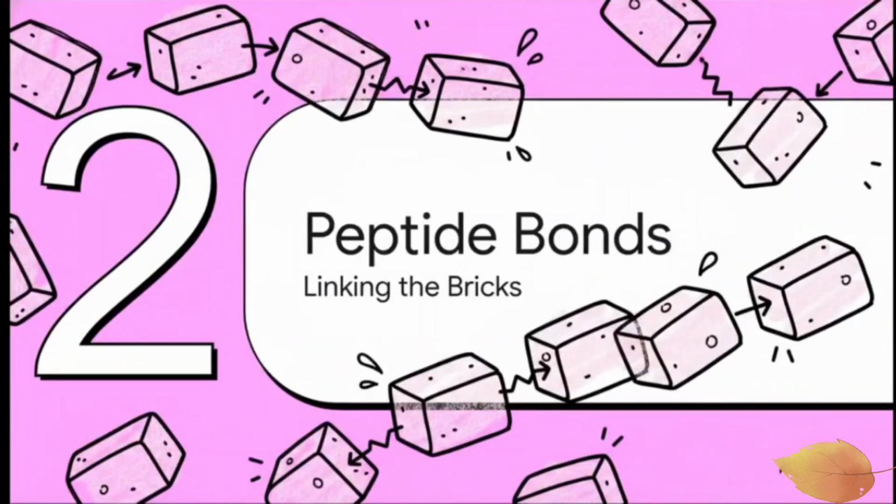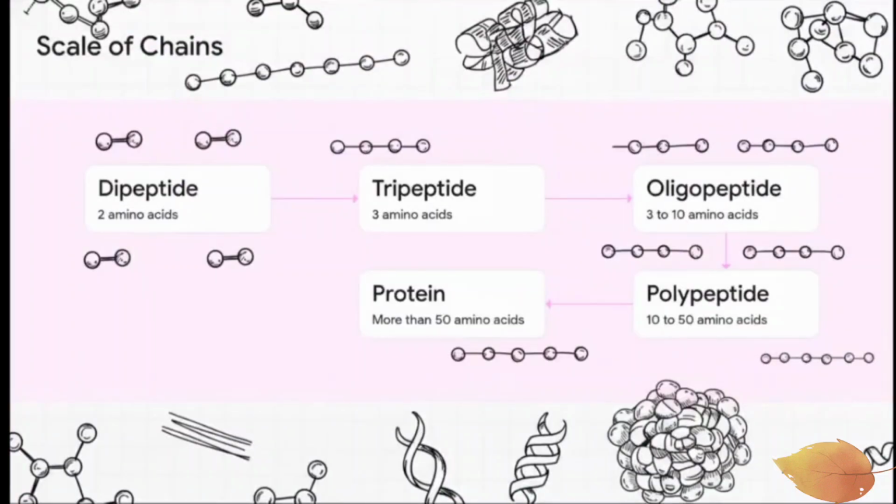Moving on to Section 2, Peptide Bonds and Chains, Linking the Bricks. Okay, so the crucial point here is scale. As these amino acids link together via what we call peptide bonds, they grow sequentially in size. Snap 2 together, you get a simple dipeptide. 3 makes a tripeptide. Scale it up to between 3 and 10, and now you're looking at an oligopeptide. Between 10 and 50 is a polypeptide. But once you link up more than 50 of these units, boom, you officially cross the threshold into massive macromolecules. These are true proteins that can reach molecular weights well into the millions.